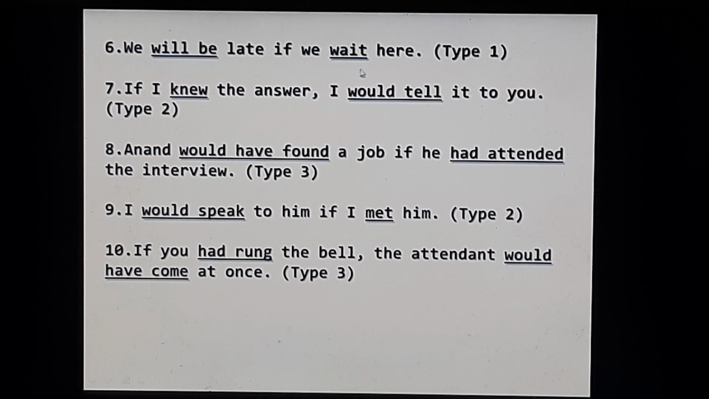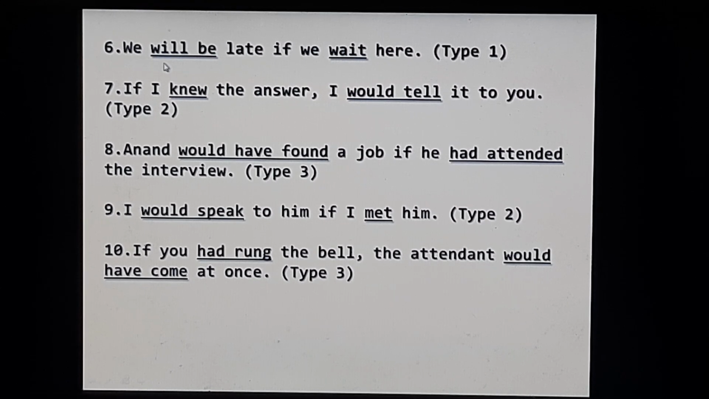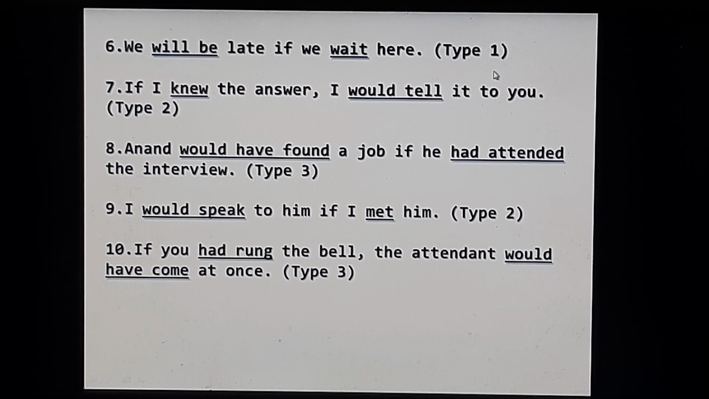We will be late if we wait here. So, if we wait here is your if clause. Your verb is wait, which is simple present. So, your verb in the main clause should be in simple future, which is will be. It is type 1 condition.